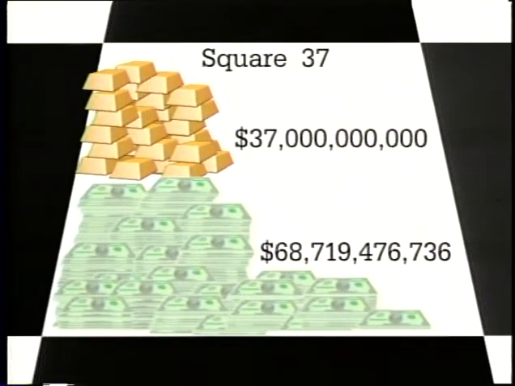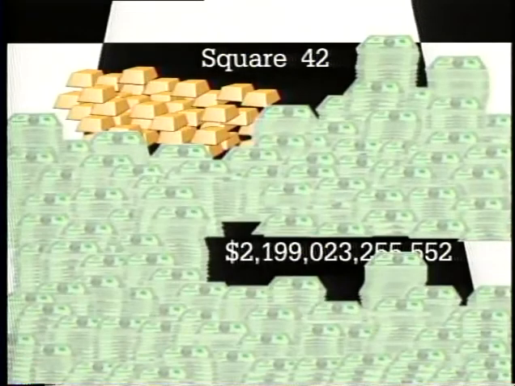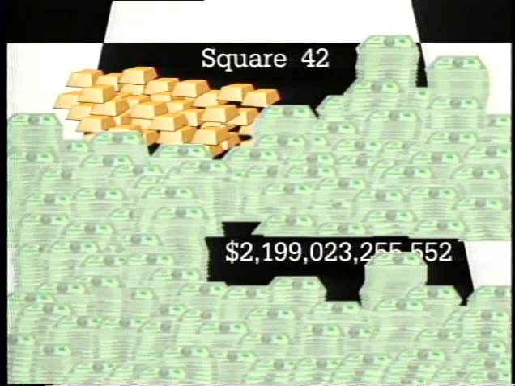On the 37th square, the exponential pile, $68 billion, surpasses the amount on the linear pile, $37 billion. And the exponential amount on the 42nd square is greater than the sum of the money on all the squares of the linear model. Let's graph this situation.